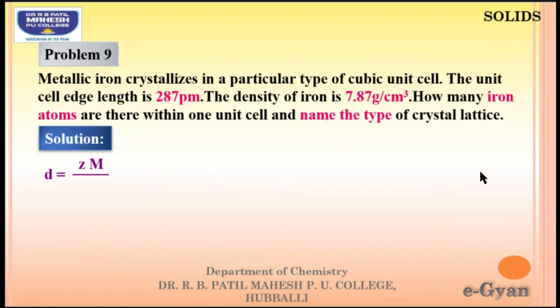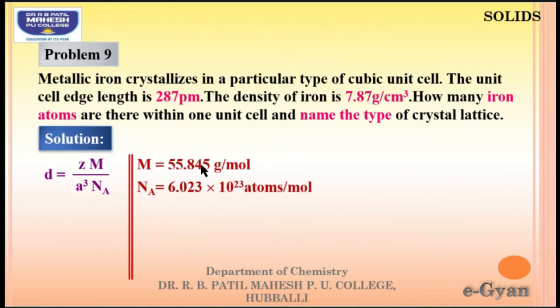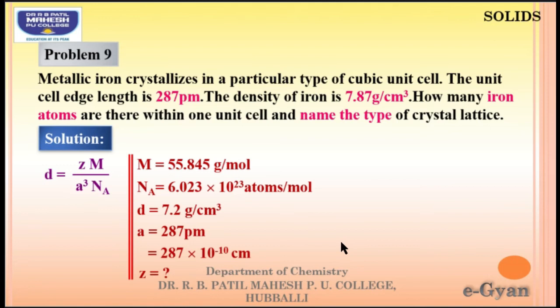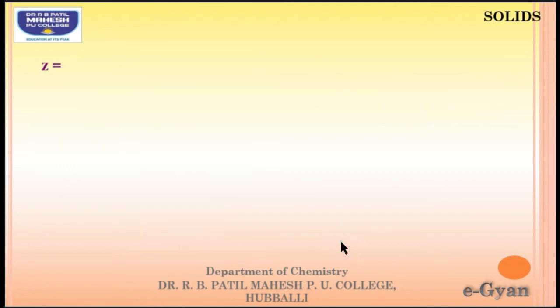So we know the density formula already. So I will just note down the values. M is equal to 55.845. Even though they have not given it, I can easily write it down because the atomic mass of iron is 55.845. Avogadro number is a constant. Density is given as 7.87, and a, the edge length, is 287 picometer, that is equal to 287 into 10 to the power of minus 10 centimeter. Let us calculate Z.